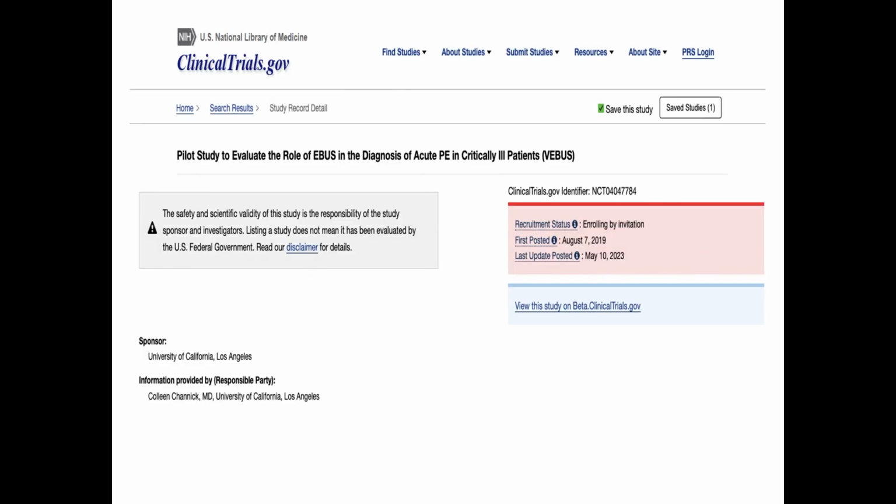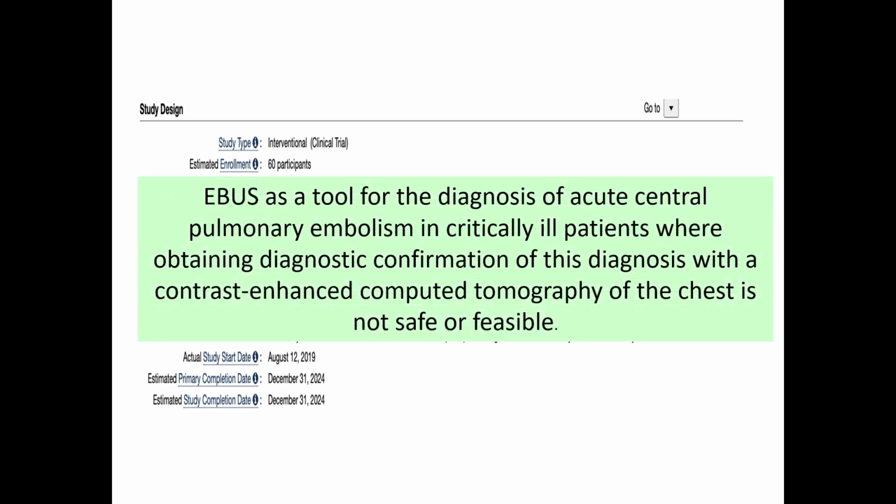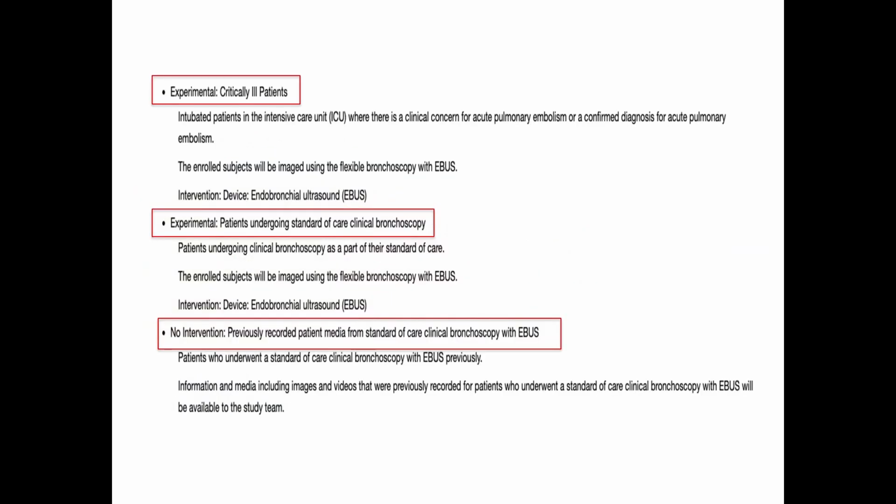If we go to this pilot study to evaluate the role of EBUS in the diagnosis of acute pulmonary embolism in critically ill patients, we can conclude that it can act as a substitute because, because of the shock, the patient may be having acute kidney injury as well as no urine output. So, we may avoid contrast-induced nephropathy as well as the risk associated with transporting the patient, where it is not feasible to do the CT pulmonary angiography.